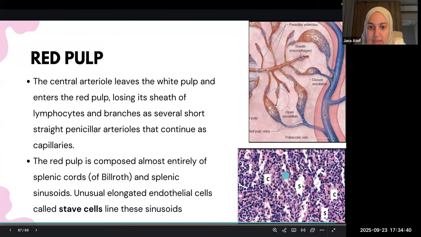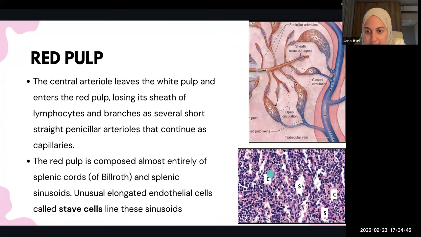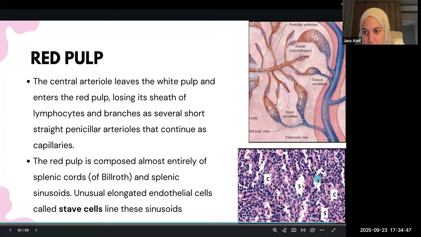You see this entire thing. It's composed entirely of cords and splenic sinusoids. So this is a cord. This is a sinusoid. This is a cord. This is a sinusoid. The white part that has lymph in it is a sinusoid. The one that has cells and everything, this is a cord.